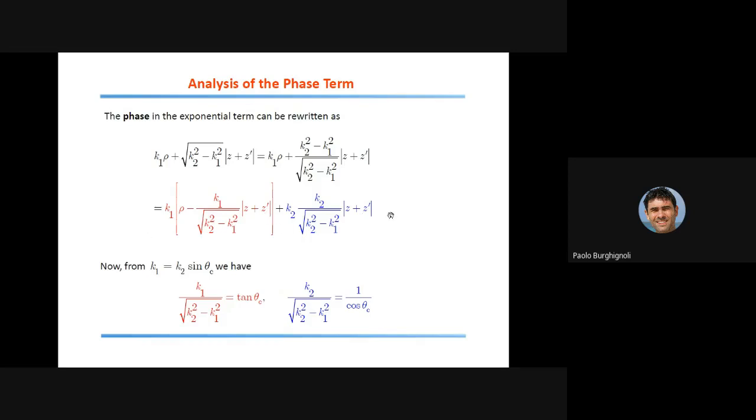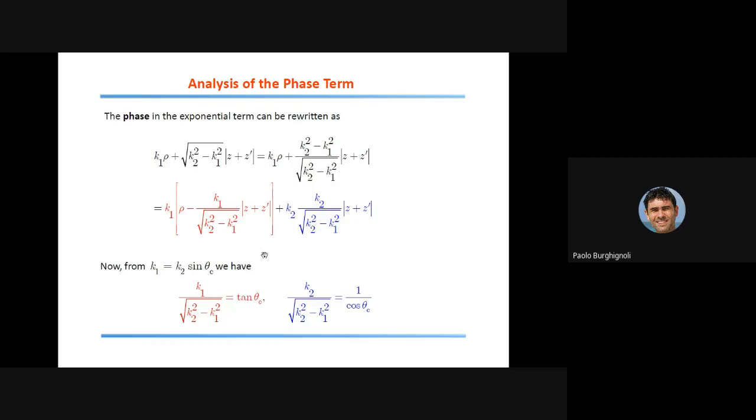You can check that everything remains the same, and we can express everything now in terms of the critical angle, because the critical angle is such that k1 is equal to k2 times the sine of the critical angle. So, for example, this ratio here in red, k1 divided by the square root of k2 squared minus k1 squared, is equal to the tangent of the critical angle. Whereas the ratio of k2 and the same square root function gives us the inverse of the cosine of the critical angle, okay? So the secant of the critical angle.